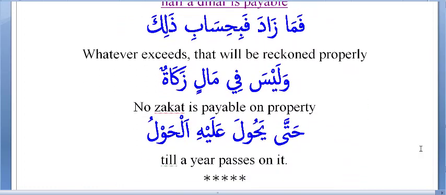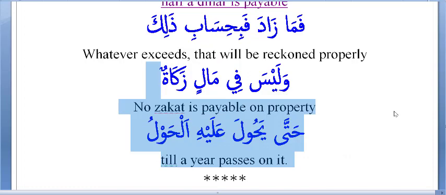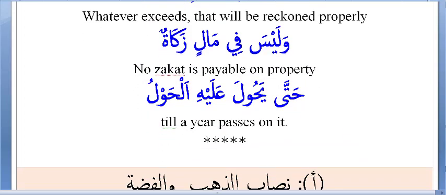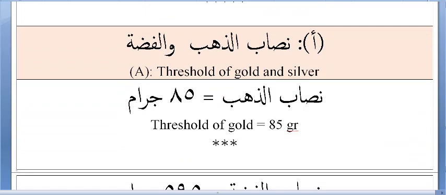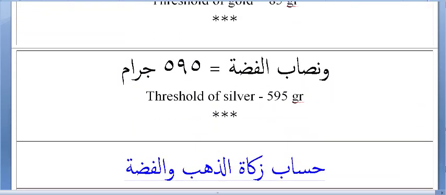Whatever is more than that, you count at 2.5%. There is no zakah on your wealth until a year passes over it. Regarding women's gold and silver, we say the threshold of gold is 85 grams, and the threshold of silver, we said, is 595 grams. How can you calculate?